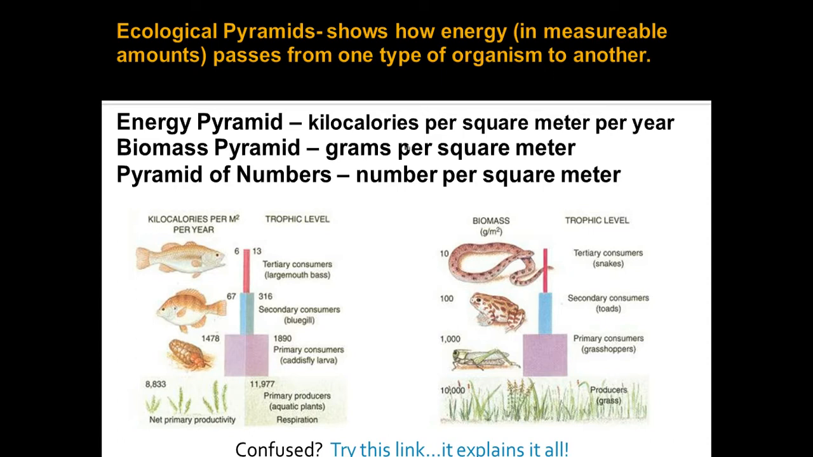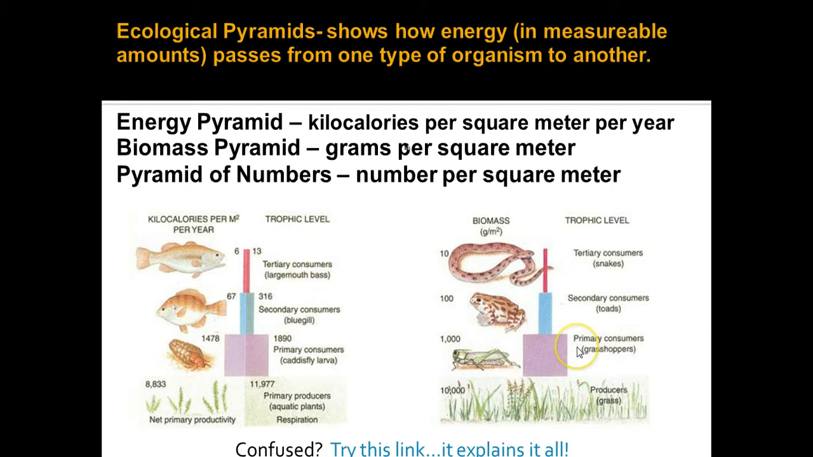On the left, you see an energy pyramid. Notice how much bigger the bottom level is compared to the top level. In this particular food web, the largemouth bass, there are very few kilocalories that get passed on to the next level.